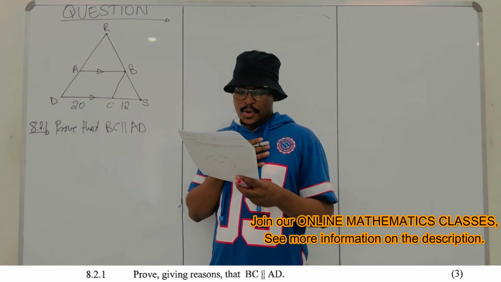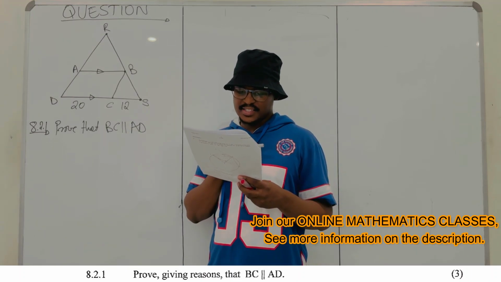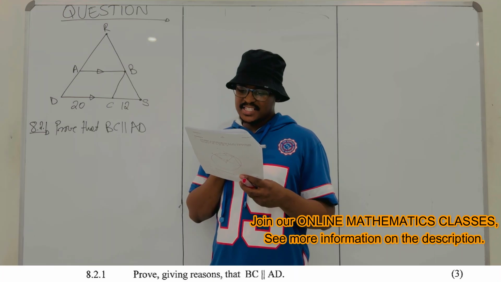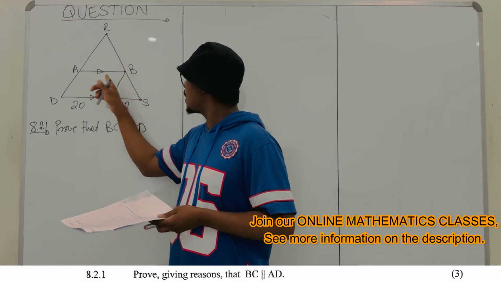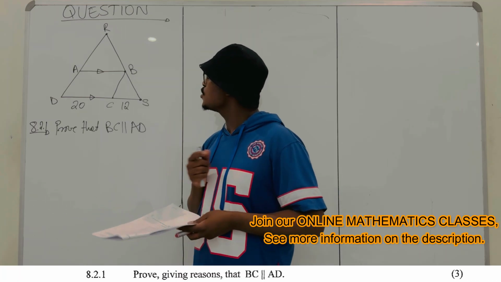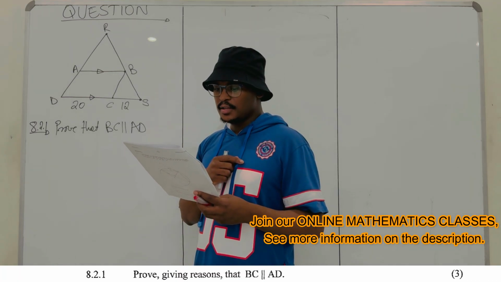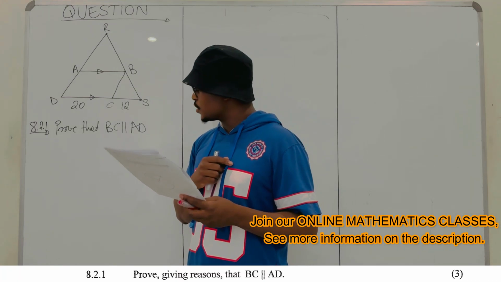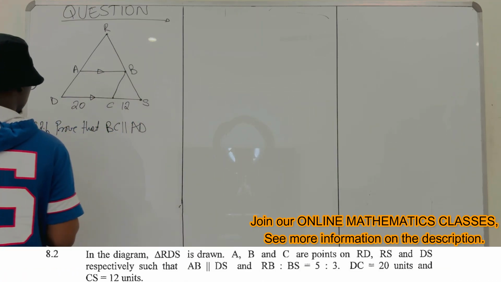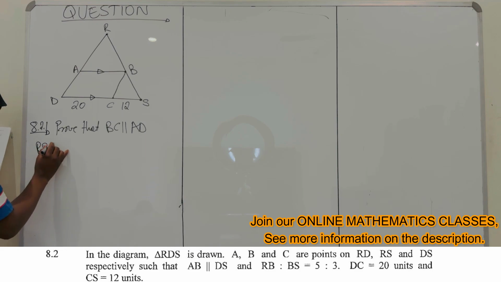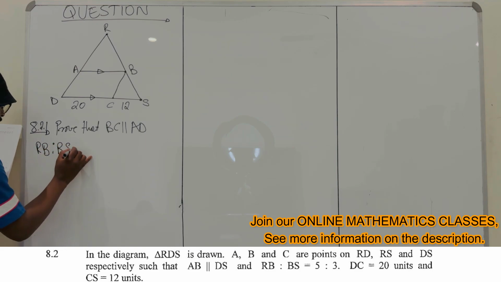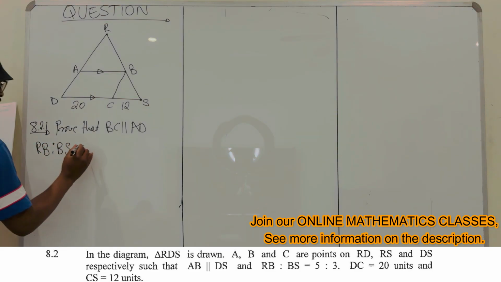So at 8.1.1, they are saying prove, giving reasons, that BC is parallel to AD. So they want us to show that this length here, BC, is parallel to AD. No problem. Before we even go far, we are told something that I think is important. They have told us that the ratio of RB to BS is equal to 5:3.